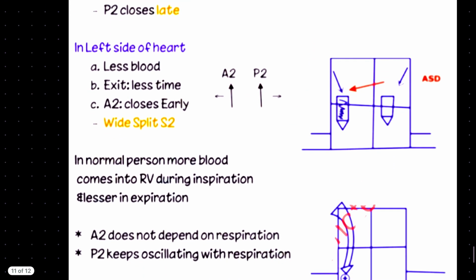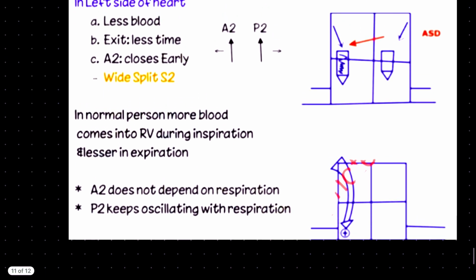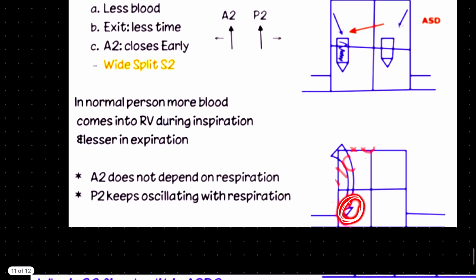That's all. Now, one important thing that we need to know is that in a normal person, more blood comes into the right ventricle at the time of inspiration, and less at the time of expiration. In a normal individual, at the time of inspiration, more blood will come into the right ventricle, but at the time of expiration, less blood will come into the right ventricle. A2 does not depend upon respiration, and this is a very important thing. A2 is not dependent on respiration, but P2 keeps changing with respiration.